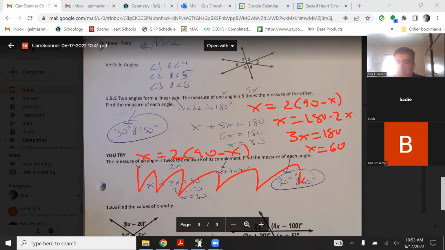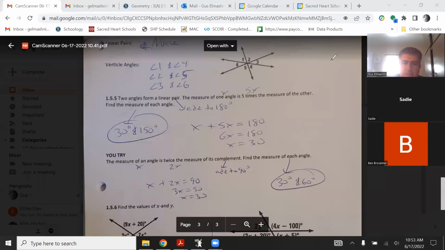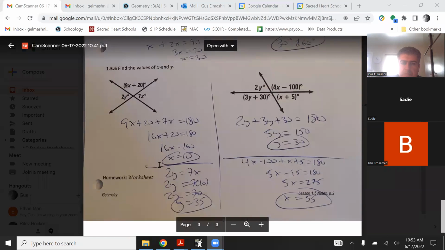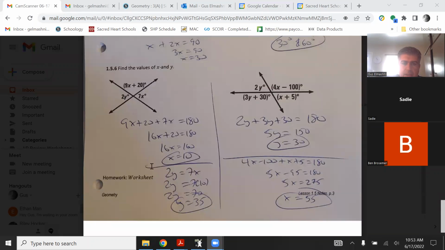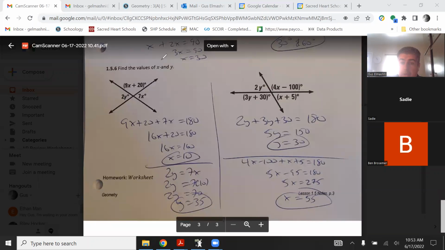So I won't rescan it. I probably should just word it the same way as up above: two angles are complements, one's twice the other. But in here, these are good problems, and I would say these are definitely test-like problems. So you see how this is a linear pair, right?